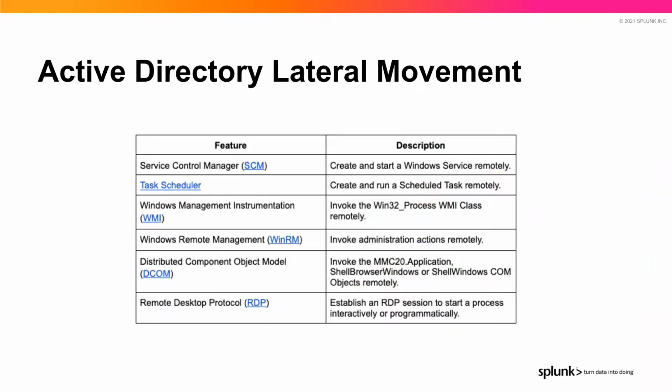There's many ways of moving laterally in an Active Directory network, but the content that we wrote focuses on abusing native administrator Windows services. This is a common way attackers use to move laterally once they have obtained administrative credentials. So services or features like the service control manager, the task scheduler, WMI, WinRM, et cetera, they're all legitimate features that attackers can interact with through the network to achieve code execution on remote endpoints. So that's going to be the focus of our detections.